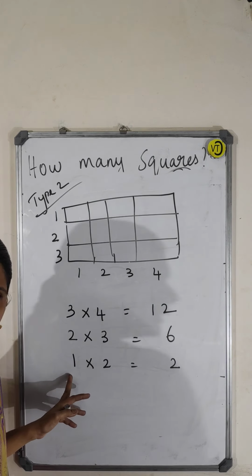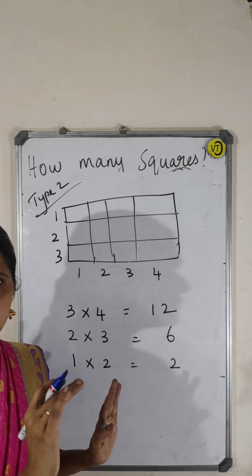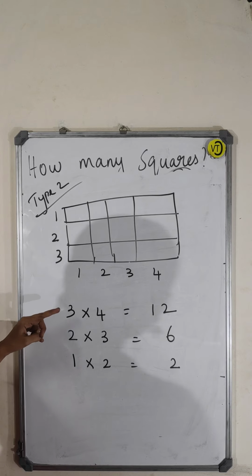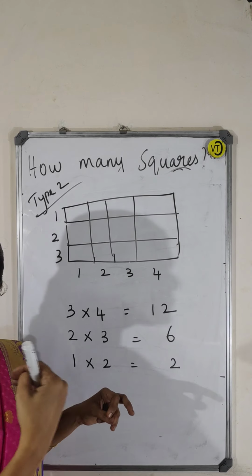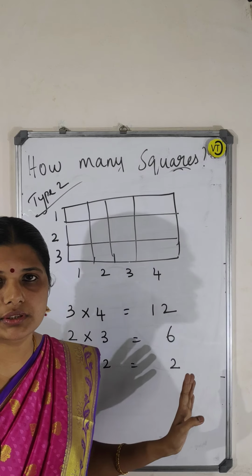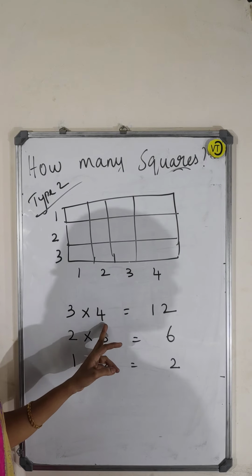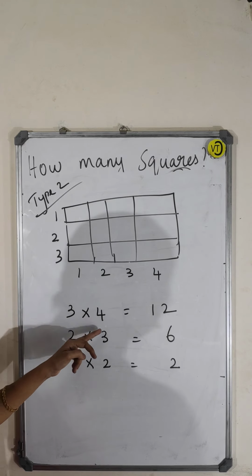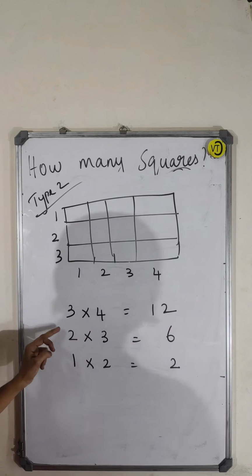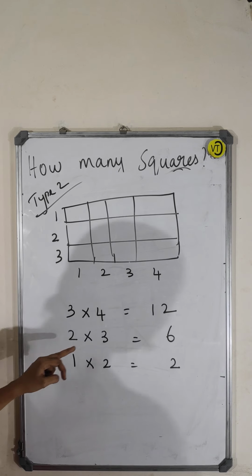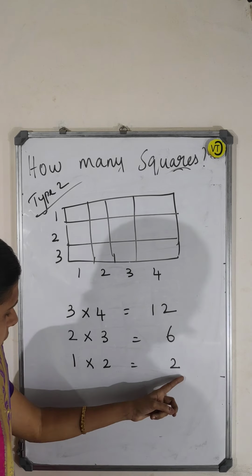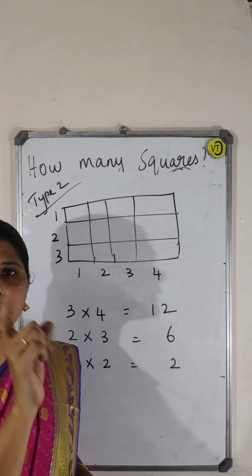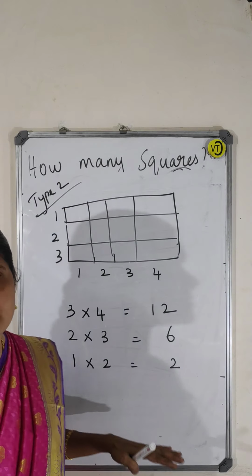Until you get 1 in a row or column, you stop there itself. What I am telling, again, is that you just subtract 1, and you can do both the rows and columns. This is a row, this is a column. Subtract 1: 3 minus 1 is 2, 4 minus 1 is 3, 2 into 3 is 6. Again 2 minus 1 is 1, 3 minus 1 is 2, 1 into 2 is 2. Where you have to stop means anywhere, row or column, you have to get 1. Until that, you have to continue the process, right?